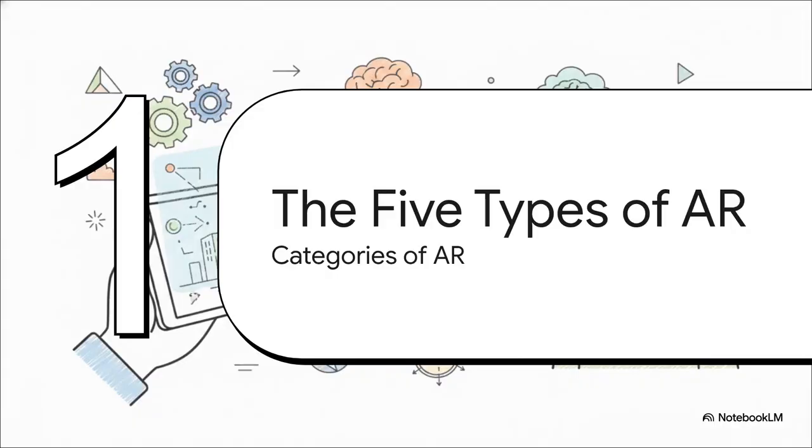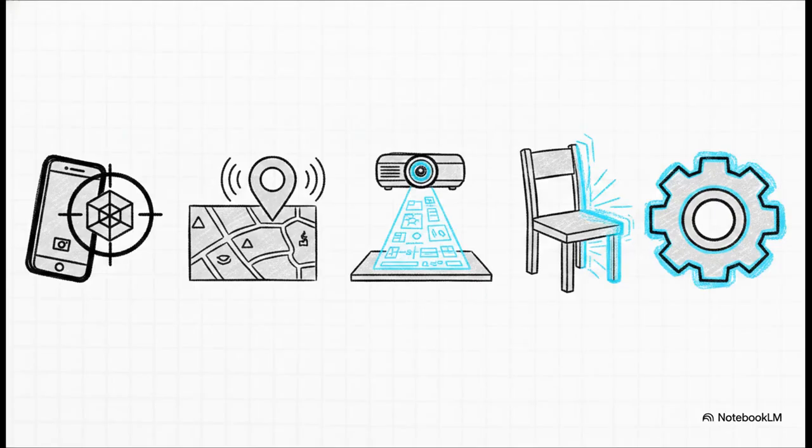And that brings us to Section 4, the 5 types of AR. Let's categorize the different ways this actually works. Let's break down the mechanics here. First up, we've got marker-based AR. This is where your camera needs to recognize a specific physical symbol, like a QR code, to trigger a 3D model. Simple but effective. Second is location-based AR.